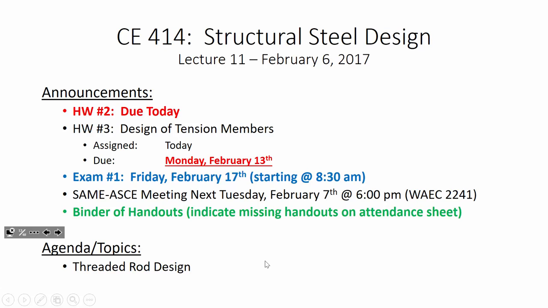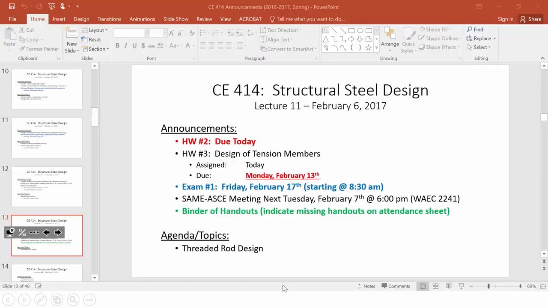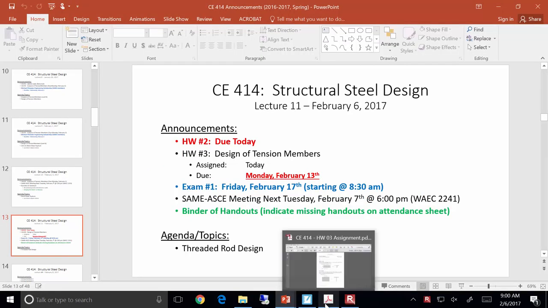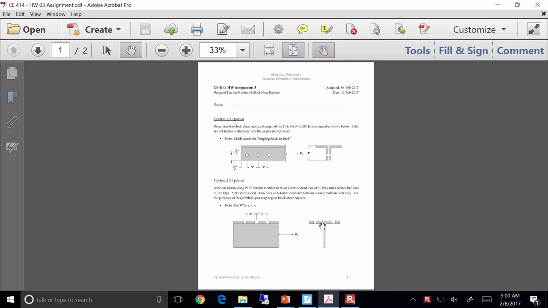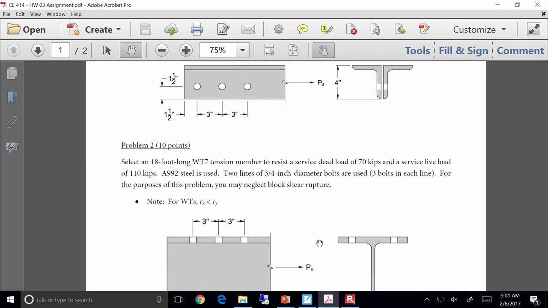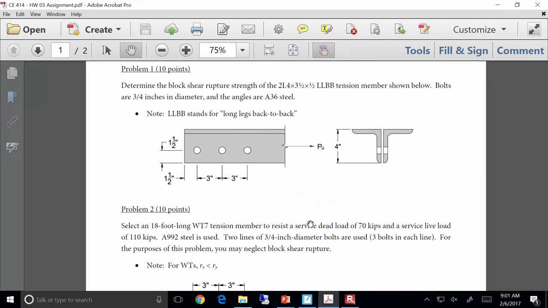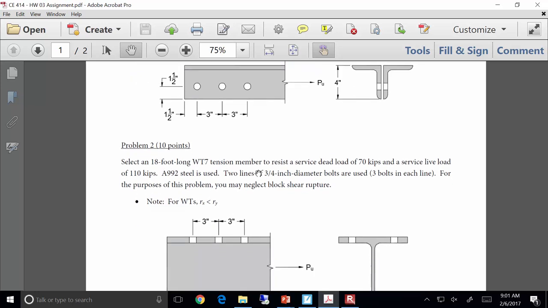Okay, so that's homework two. Homework three is going to be assigned today. It is due on Monday. Now, this is by and large covering stuff that you should be good to go on. Problem one is a block shear problem. The only thing I will indicate is make sure that you're clear that there are two angles, so make sure you're accounting for those properly.